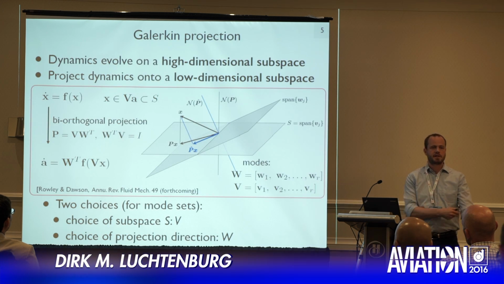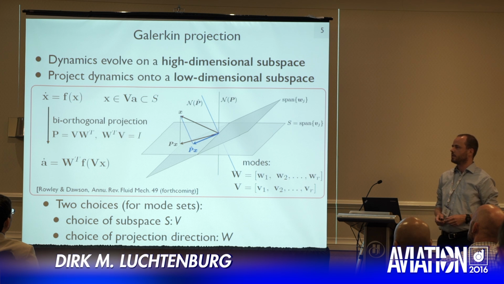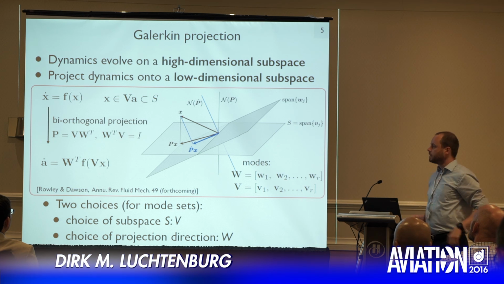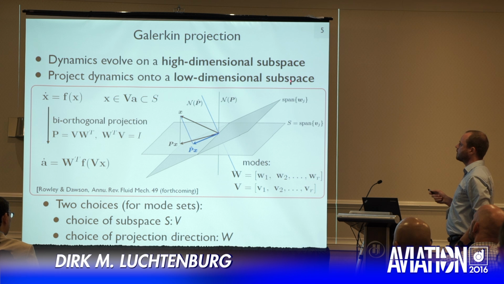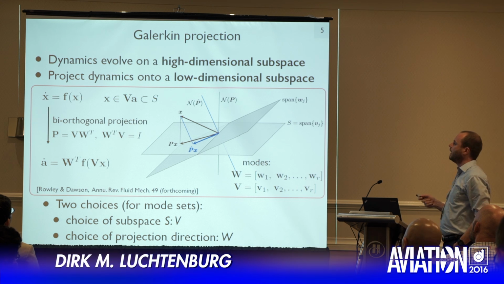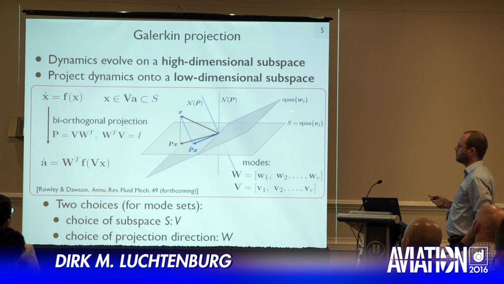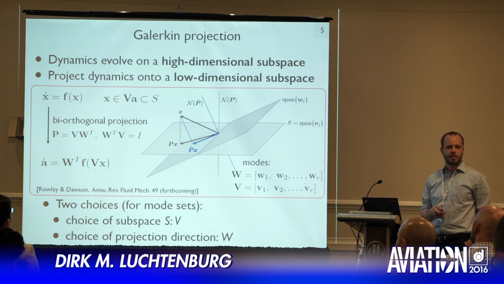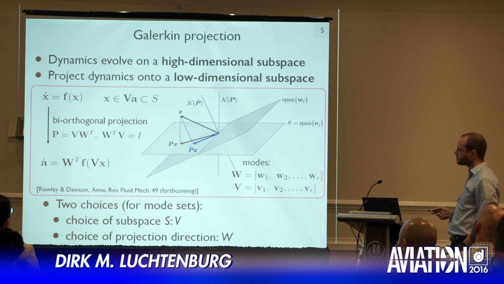First, let's say some words about Galerkin projection. Our goal is to take these high dimensional dynamics, as we saw in the example, maybe of the order of 1 million, and project them down to a low dimensional subspace so we can come up with a reduced order model for flow control.